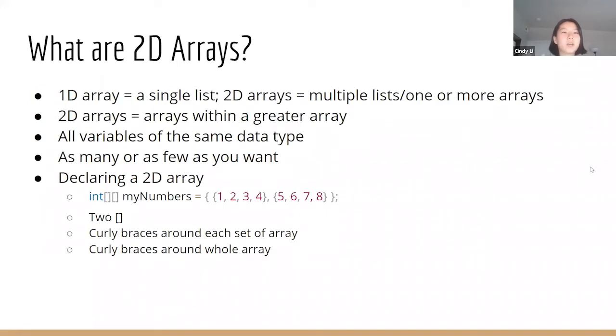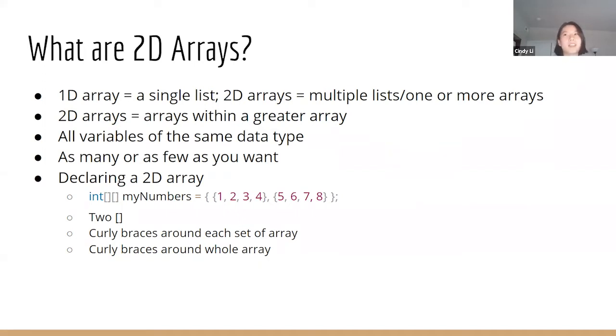Let's move on. So what are 2D arrays? Well, to begin with, what we learned on Wednesday, the day before yesterday, was 1D arrays. A 1D array is a single list. 2D arrays, on the other hand, are multiple lists that consist of one or more arrays. So basically, 2D arrays are arrays within a greater array. Of course, it is still all variables of the same type.